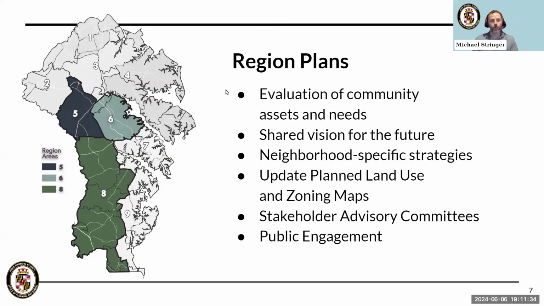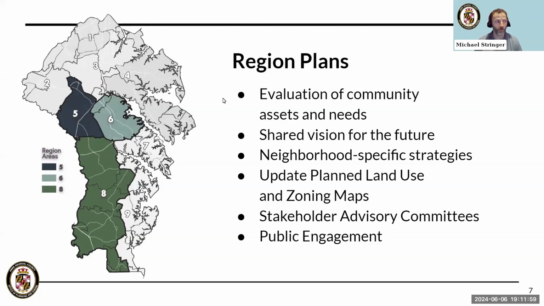These plans all have similar structures and purpose. They include an evaluation of the community's assets and needs, try to develop consensus around a shared vision for the future, and think about neighborhood-specific strategies. So that countywide general development plan thinks big picture about things like transportation and housing. And what we really want to try to get to with these region plans is more at a community neighborhood level of how do we address issues like the environment.